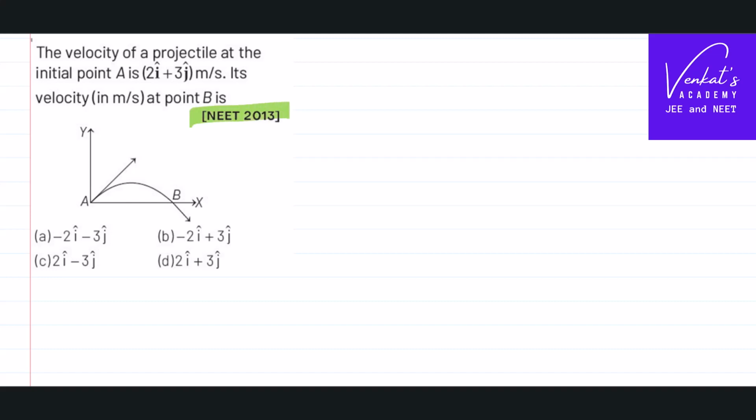It's a very simple question given in two-dimensional motion in NEET 2013 examination. Velocity of a projectile is given as 2i plus 3j at point A. What's the velocity at the point B is the question, right? Let me draw the diagram for you to understand how you can find the velocity of the projectile.